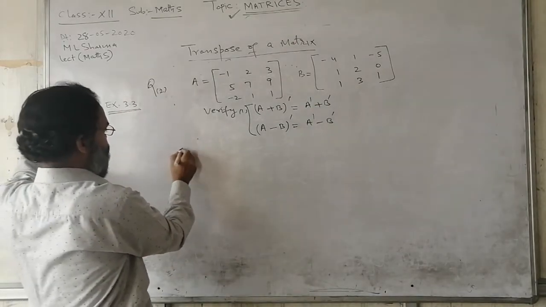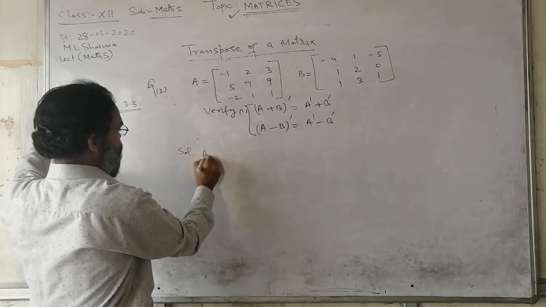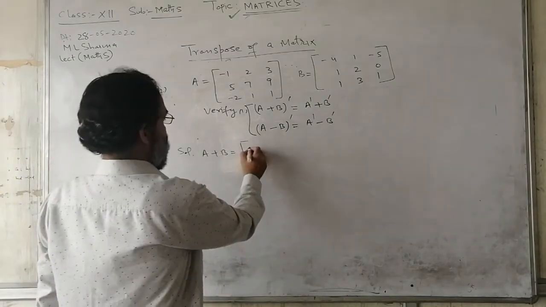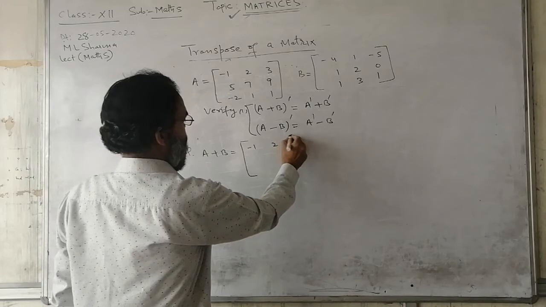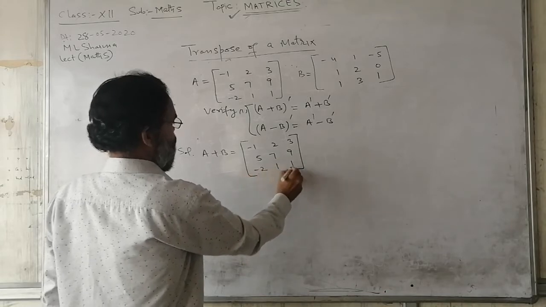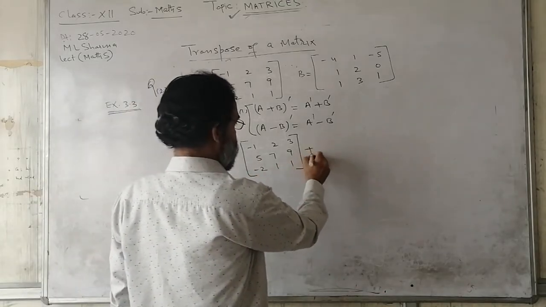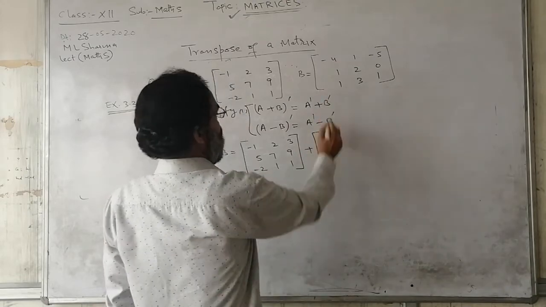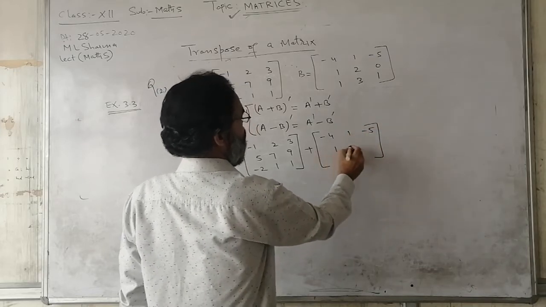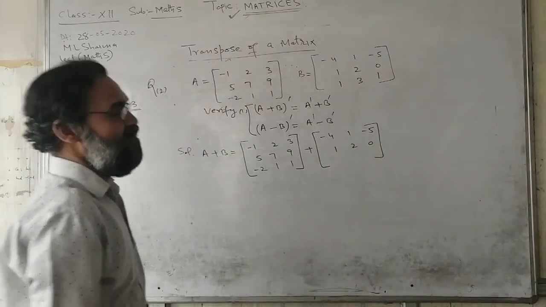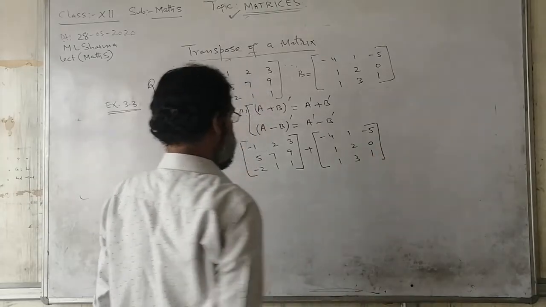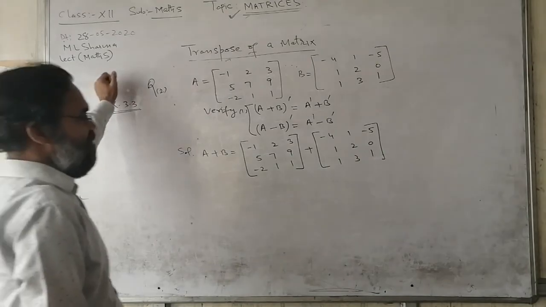So if I have to find the value of A plus B, first I write the value of A: first row, second row, third row, plus minus 4, 1, minus 5, 1, 2, 0, 1, 3, 1. Both are 3 by 3 matrices, 3 rows and 3 columns are there.